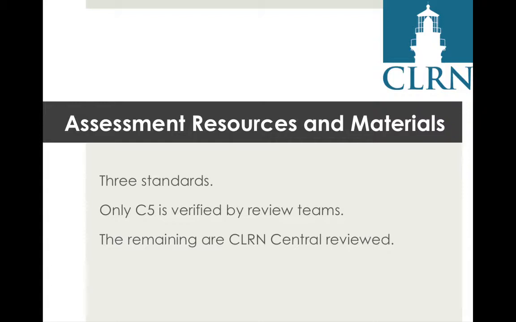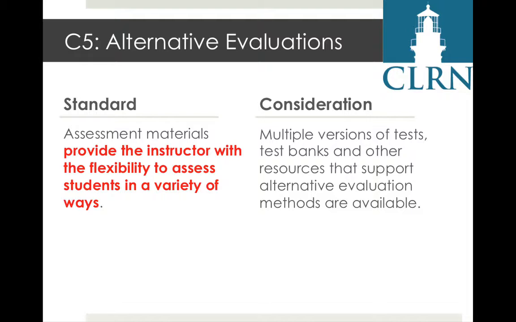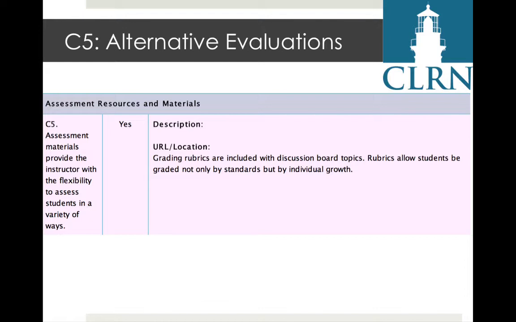The next strand, Assessment Resources and Materials, has three standards, one of which is verified by CLearn's reviewers. The remainder are verified by CLearn Central. Standard C5, Alternative Evaluations, addresses whether instructors have access to additional assessment materials. The standard states that the course provides instructors with the flexibility to assess students in a variety of ways. The consideration suggests several ways this standard may be met, including multiple versions of tests, test banks, and supplemental assessment resources that are available to the instructor. Publishers provide a URL or location where the alternative assessment resources may be found.